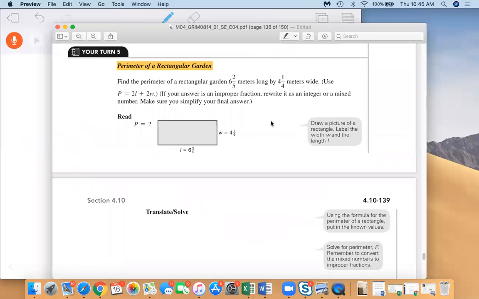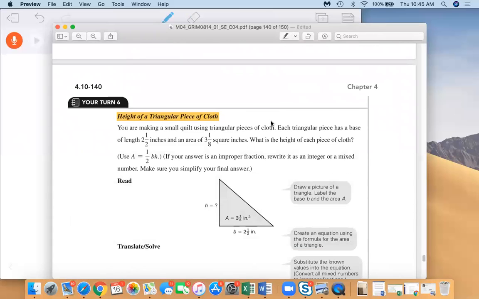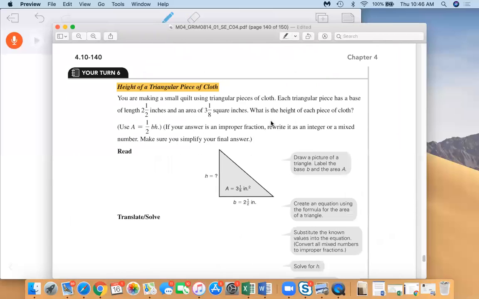All right, let's go to the next example. Down here on page 4, we have height of a triangular piece of cloth, which is actually a little fitting right now with everybody wearing bandanas and stuff. You are making a small quilt using triangular pieces of cloth. Each triangular piece has a base of length 2.5 inches.